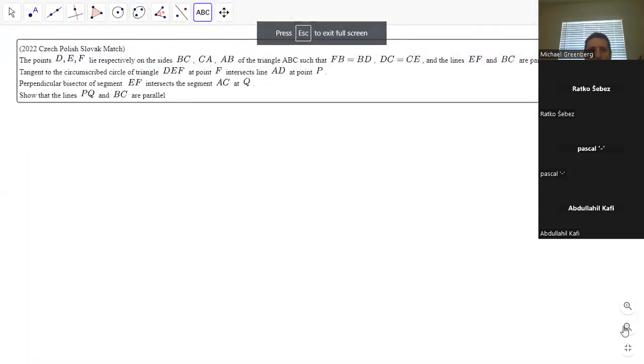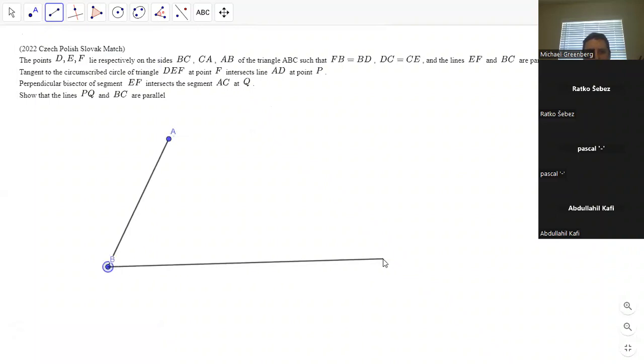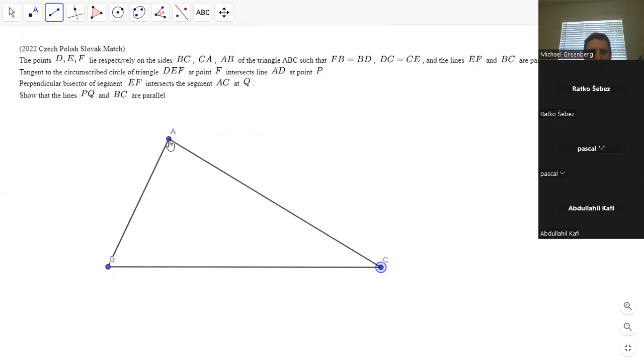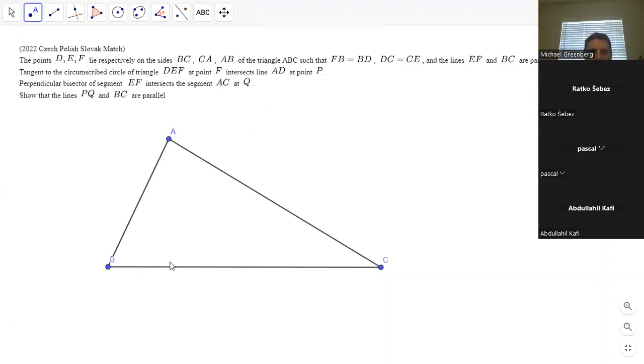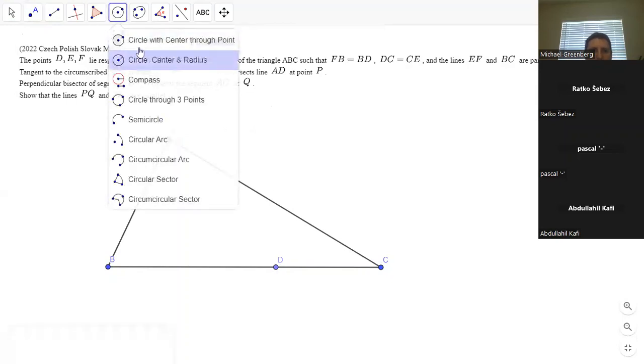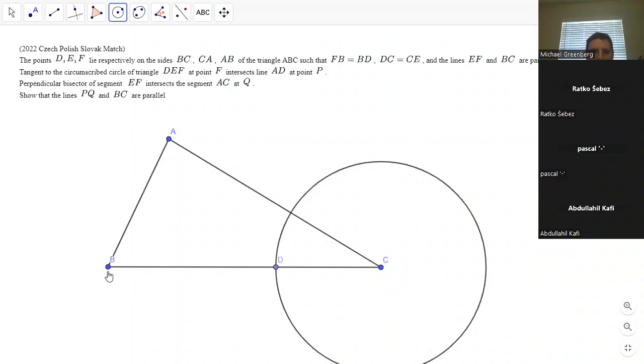So we have, this one's kind of interesting. FB equals BD. This is weird. So D lies somewhere here. F and DC equals CE. So, okay, first we draw D, and then we make the other 2 points like that. So I think it's like this, right? So DC equals CE, and FB equals BD. So let's make this a tall triangle.